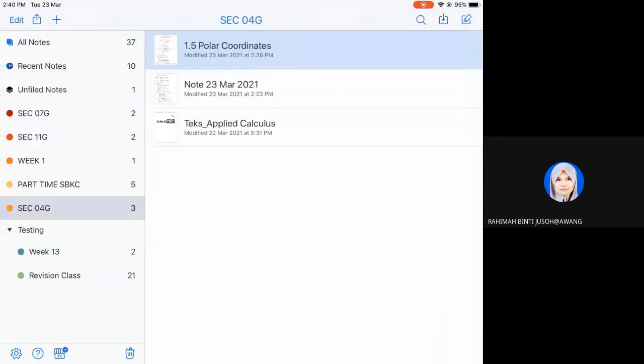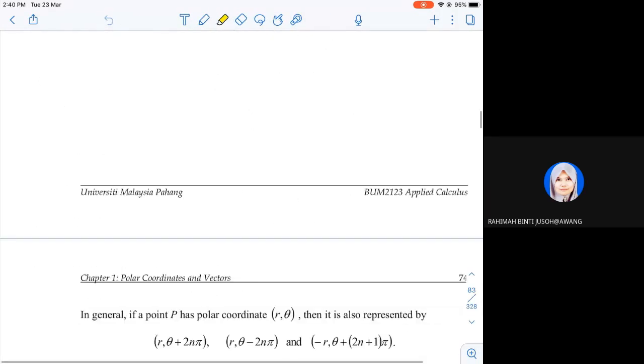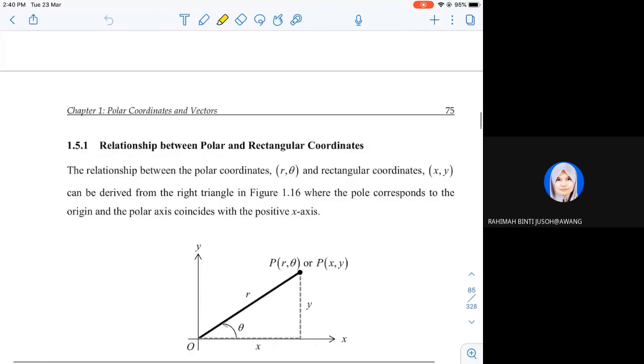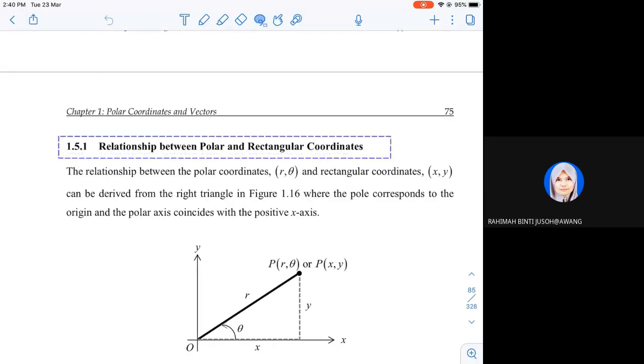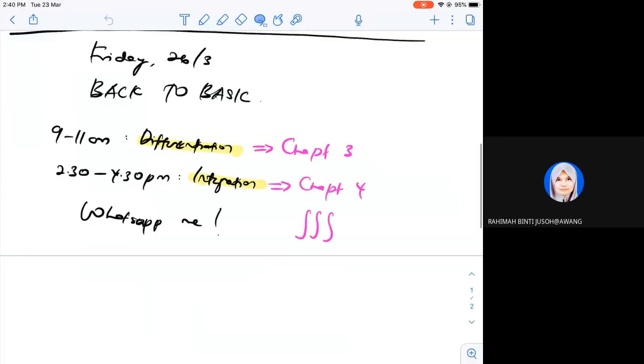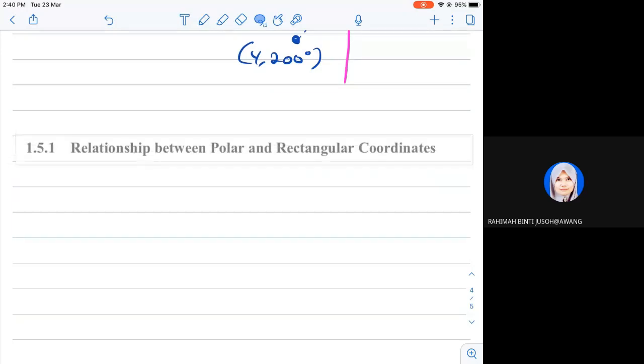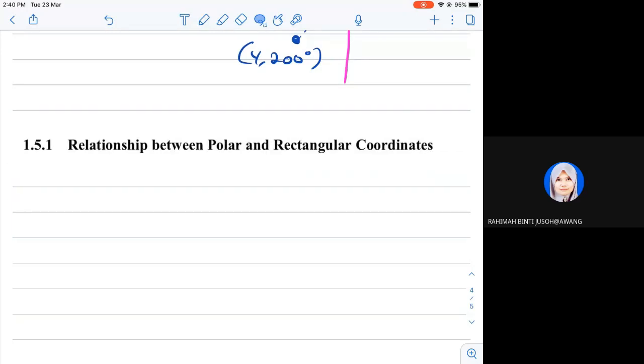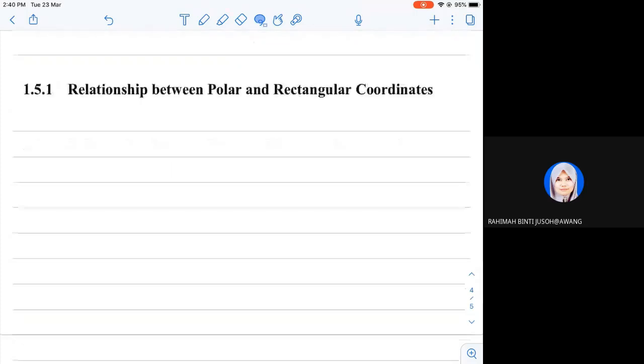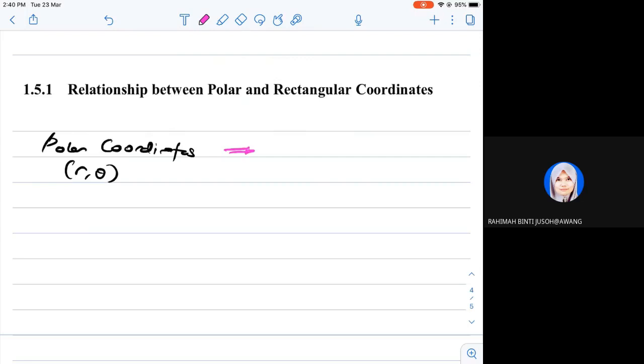Right, now the next topic is changing from rectangular to polar or vice versa. Okay, the relationship between polar and rectangular coordinates. Okay, let's say for the first case, we change from polar coordinates. Let's say you are given r theta and you want to change into rectangular coordinates.